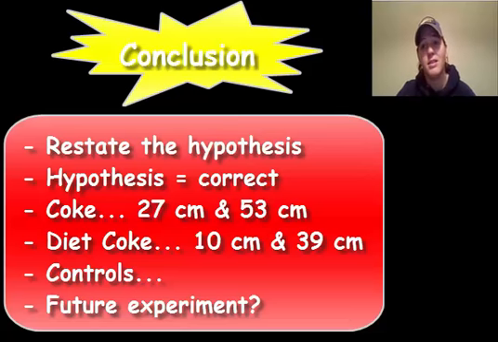I kept many things controlled. I kept the amount of soda and the number of Mentos the same. I did it all on the same day, so wind or something else did not play a factor. My future experiment would be what specifically about Coke makes it better with Mentos. I'm going to try to isolate the ingredients.